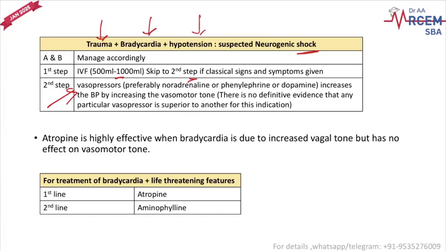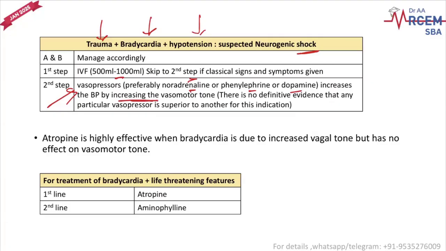If the history is very clear, suggestive of trauma, bradycardia, hypotension, immediately start on vasopressors. The preferred ones are noradrenaline, phenylephrine, or dopamine according to the ATLS guidelines. Remember that they increase the vasomotor tone. That's why the blood pressure increases.